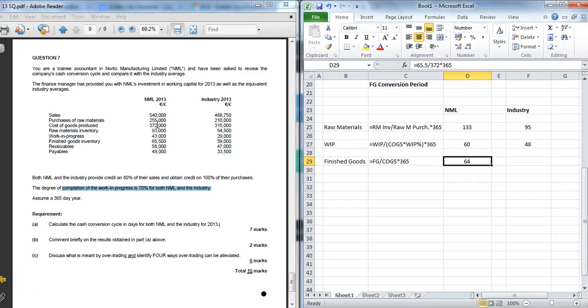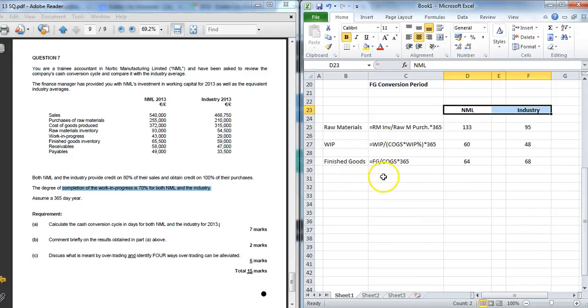So on average, the goods will be standing in the warehouse for 64 days before they're sold on. Again, the bigger this is, the less efficient the company is at managing its inventory. For the industry, the average finished goods inventory is 59, divided by the cost of goods produced or sold, which is 315, times 365. So actually, in fact, NML are slightly more efficient here, because they can sell goods on average 4 days quicker than the industry. So it's not material, but again, overall they are more efficient.